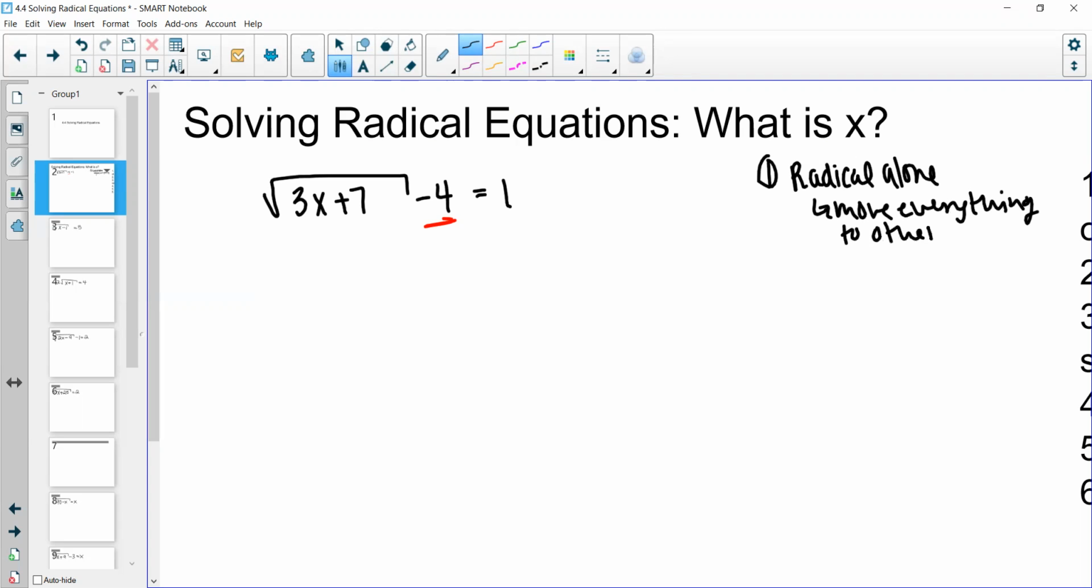And so how would we do that in this equation? Well, if we're going to move everything to the other side, what we would do is add that 4 to both sides, so it gets rid of it on this end. So we end up getting that square root of 3x plus 7 equals 5.